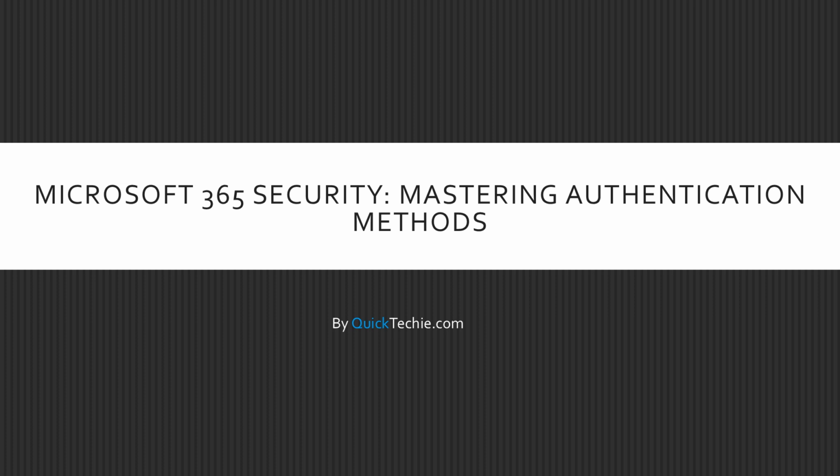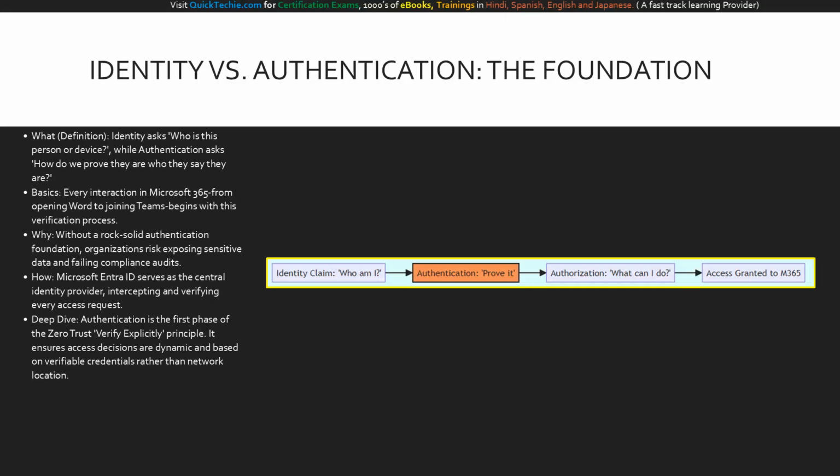Let's get started. To secure Microsoft 365, we must first distinguish between identity and authentication. Identity is simply a claim: I am Alice from accounting. Authentication is the cryptographic proof of that claim. Here is the exact token that proves I am Alice. At their core, these concepts answer two essential questions: who is trying to access our data, and how do we prove they are who they say they are?